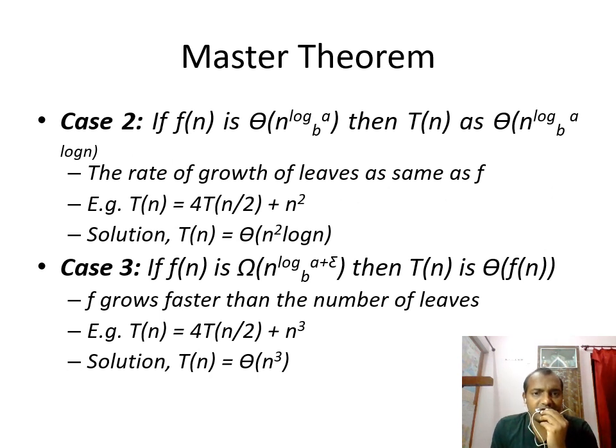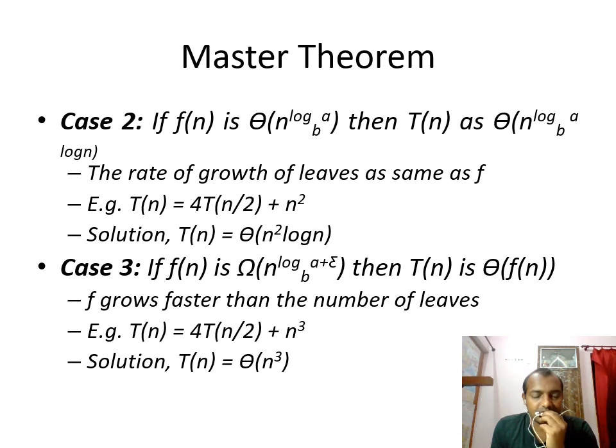The case number 2: if f of n is theta of n to the power log a base b, then T of n is theta of n to the log a base b multiplied by the log of n. The rate of growth of leaves is the same as f. For example, let us take T of n is equal to 4T of n by 2 plus n square. So we are comparing with the general equation.